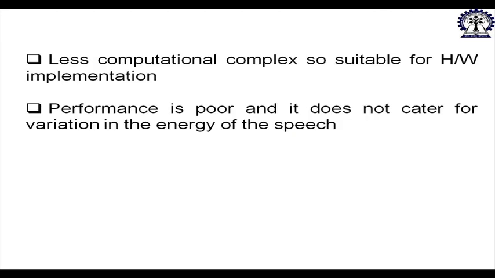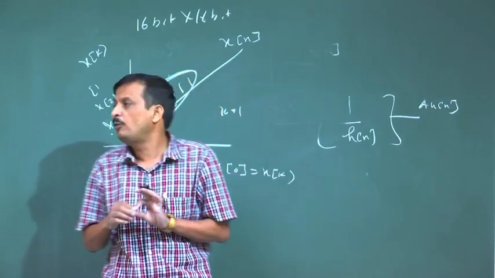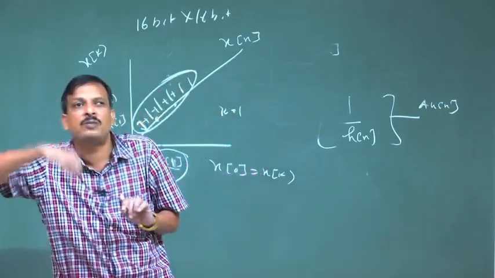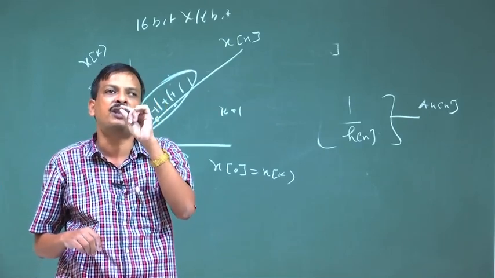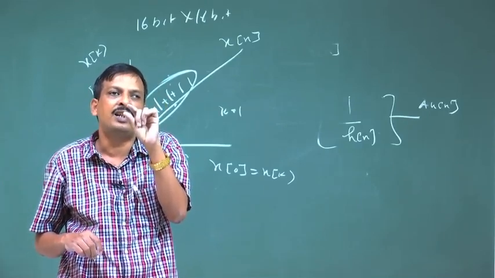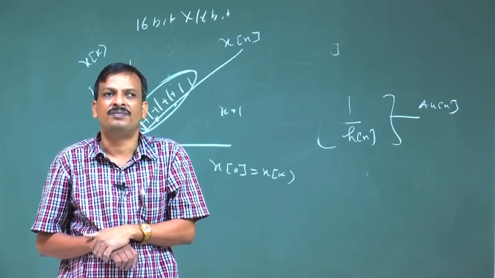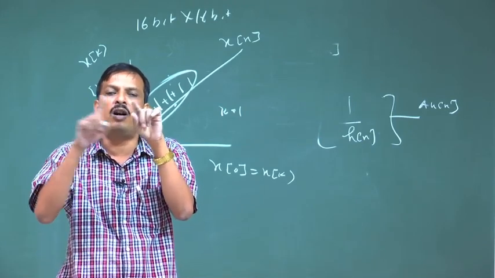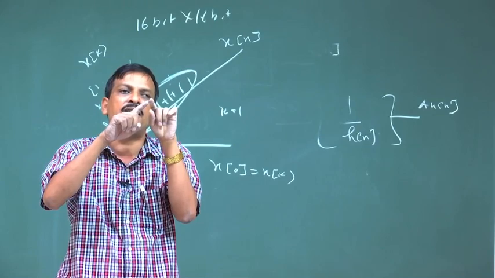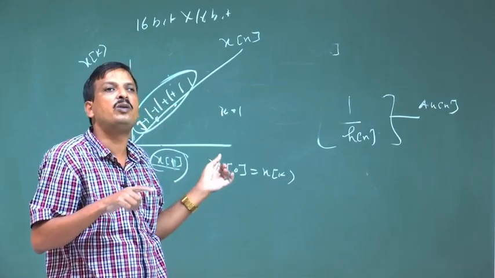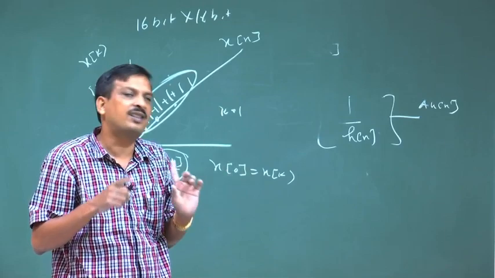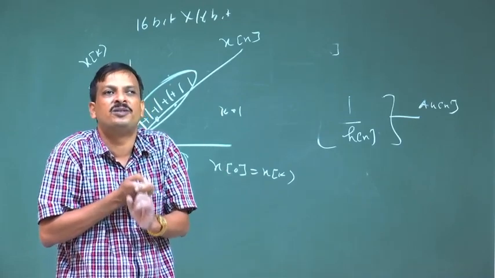But what is the drawback? Less computational complexity is okay for hardware implementation, but the performance is poor and it does not cater for variation in energy of the speech signal. If you see, the deviation depends on the variation of the energy. So, suppose this time I speak some speech which is low energy and next time is high energy, the deviation will change. Or suppose there is a long vocalic region where the amplitude and energy are changing, then there will be a variation in f0 here also. So, that kind of energy, or amplitude, problem is there.